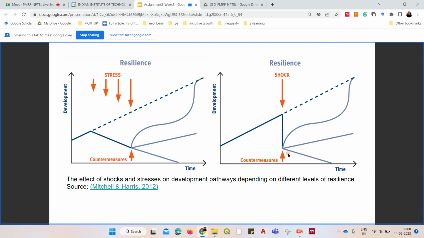So this is an example of that. Ultimately, the trajectory of development is brought down from its earlier higher level to a lower level, in both cases. And then what resilience would be is going back, not only to the earlier level of development, but even moving further from the initial development. So if the trajectory was like this, then it reaches a point where the trajectory continues.